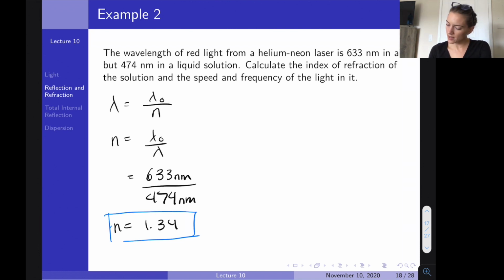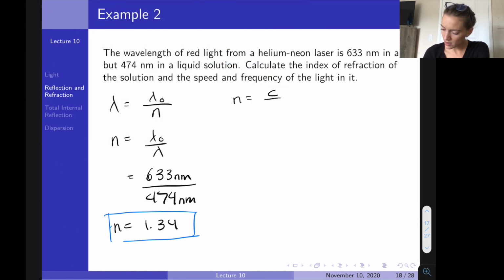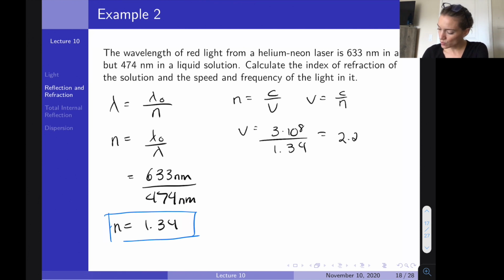Now we want the speed, so let's find the speed of light in this solution. We know the index of refraction is the ratio of the speed of light in a vacuum to the speed of light in some medium. So to find the velocity, we solve for v: 3 times 10 to the 8 divided by the index of refraction, 1.34. We get that the speed is 2.25 times 10 to the 8 meters per second. So it's slowed down a little bit, not a whole lot.